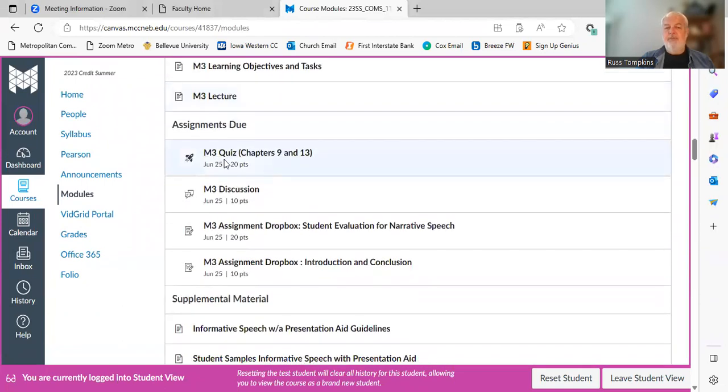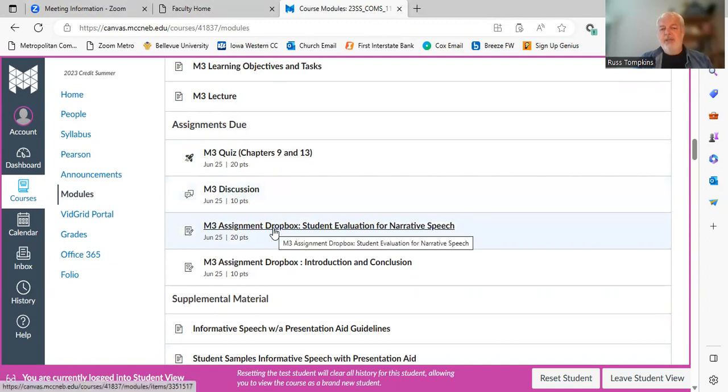In module 3, you've of course got a quiz that's due by the end of the week, chapters 9 and 13. You've got a discussion, and this discussion is your opinion on a certain common saying about speeches. So look that over and answer that. You do need to reply to at least 2 classmates this week for that discussion, but you will not need to use your textbook, refer to it, or cite anything from your textbook.